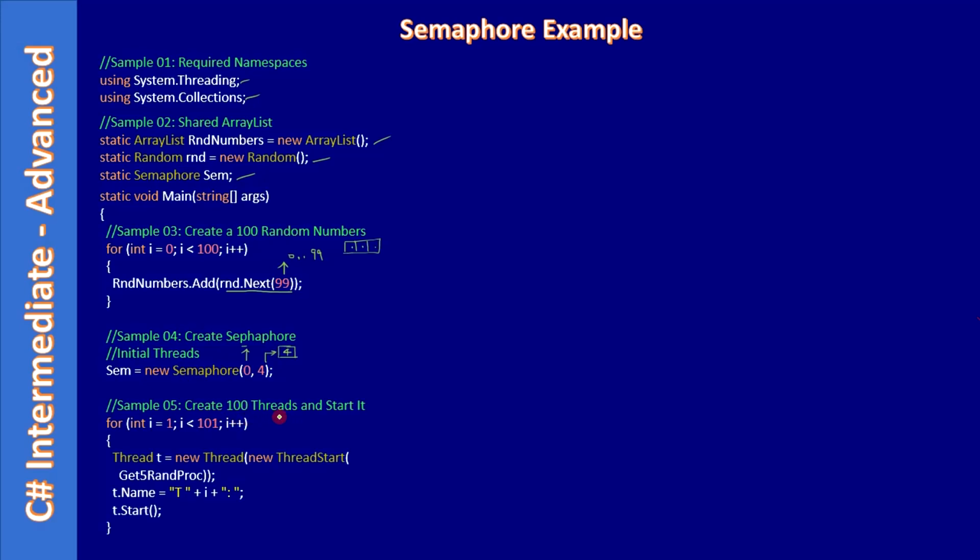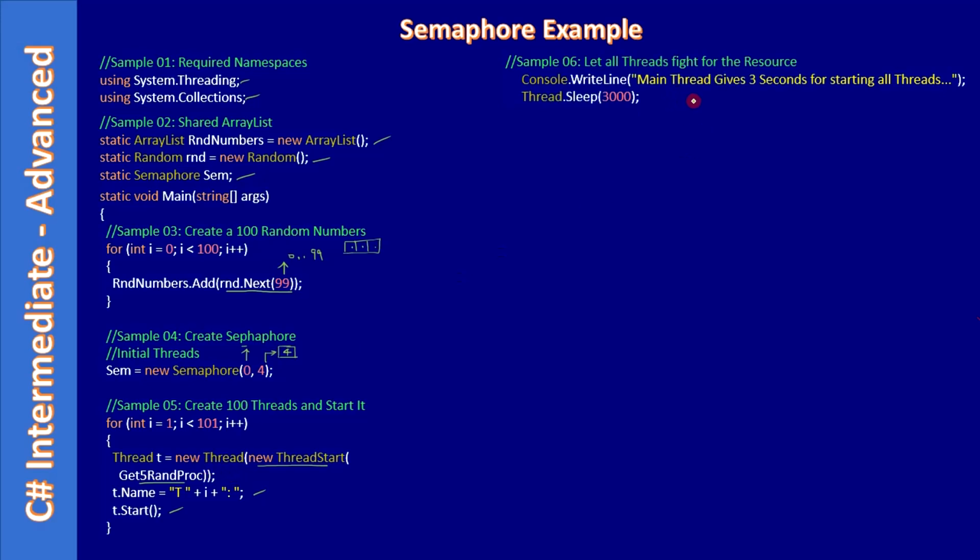Next, here we create 100 threads and start them. We have seen this many times in the threading series. We create a ThreadStart delegate, and we pass Get5Rand proc, so the Get5 random number procedure. This is the thread we are creating. We pass the ThreadStart delegate, and that delegate points to the function Get5RandProc. Then we give a name for the thread and start it.